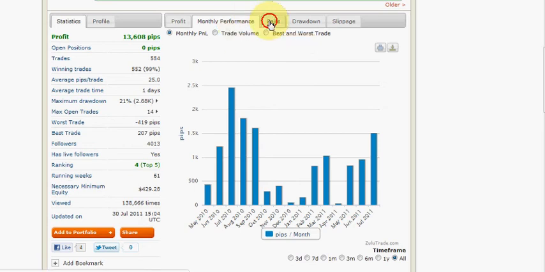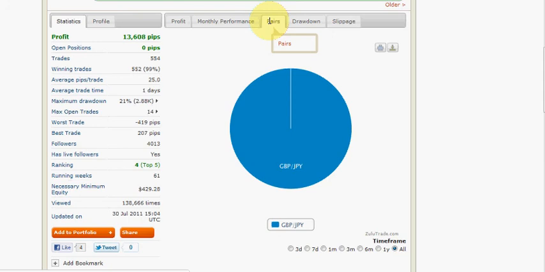The pairs tab might seem unimportant, but this provider only trades British pound, Japanese yen. I recommend that you select 3 providers, if you can, to smoothen out the total profit. The providers you choose should trade different pairs with low correlation.